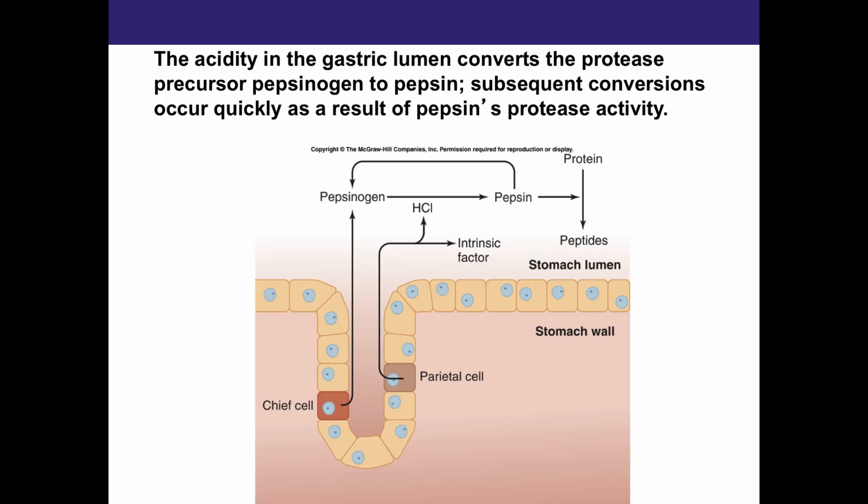This is, again, starting to be redundant now. Remember, parietal cells produce acid and intrinsic factor. Chief cells produce pepsinogen, and it's the acid that converts pepsinogen to pepsin. Pepsin is an enzyme that breaks down proteins into smaller peptides.